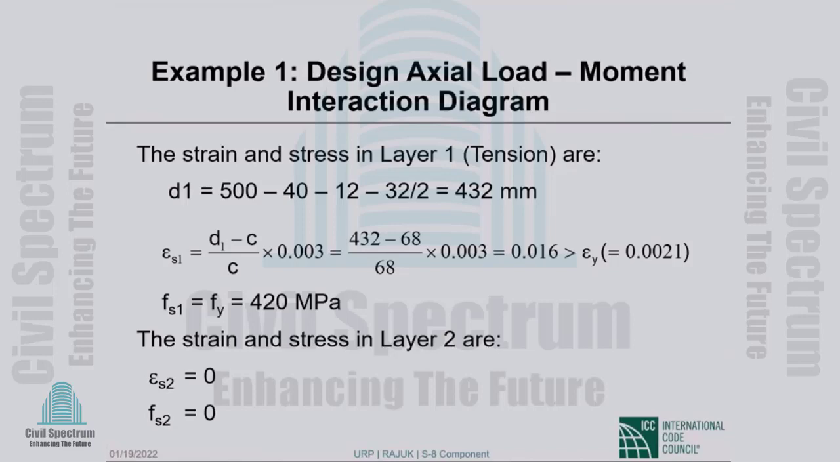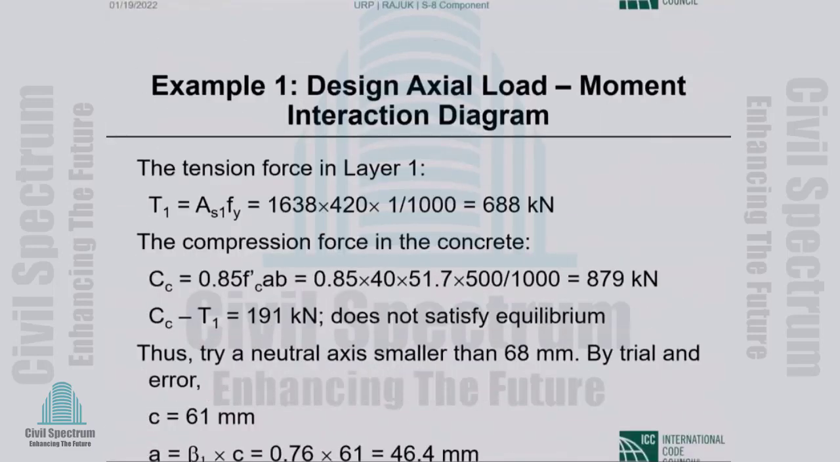So the strain in the tension steel, by straight-line strain distribution, comes to 0.016, which being larger than the yield strain, means the tension reinforcement is yielding. So the stress in the bottom reinforcement is 420 MPa. The strain and stress in layer 2: obviously layer 2 is at the neutral axis, so there is no stress, there is no strain.